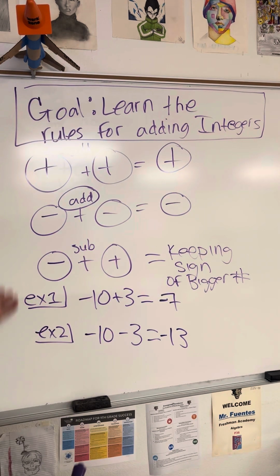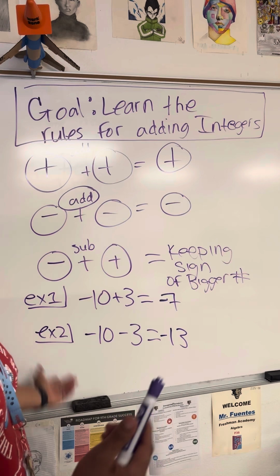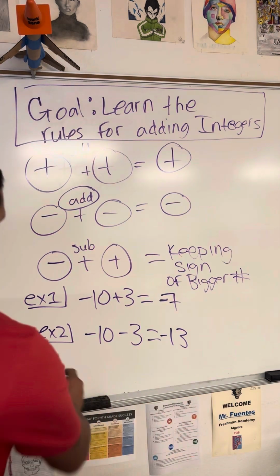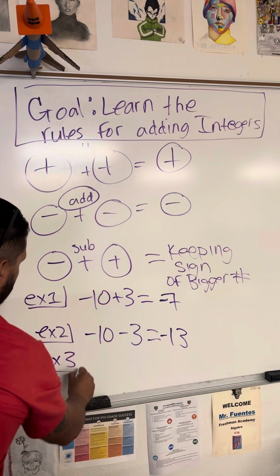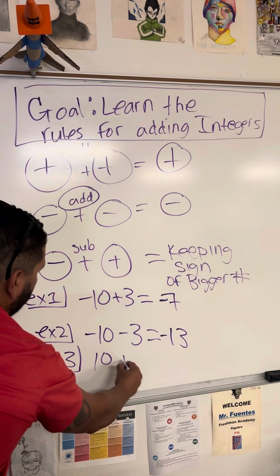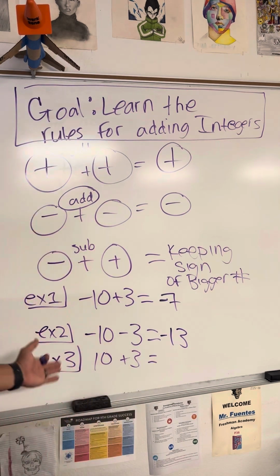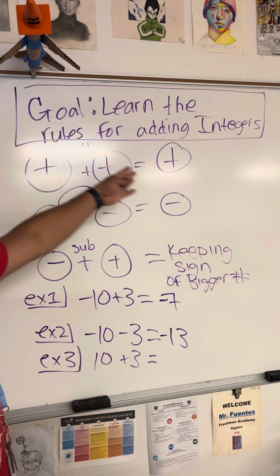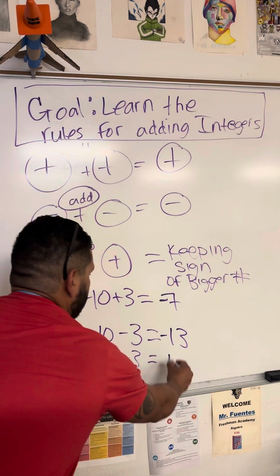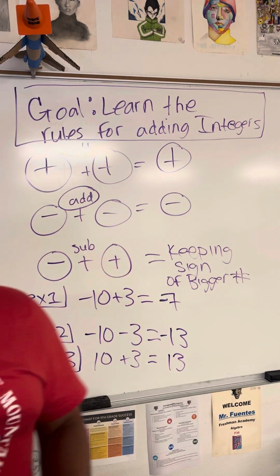And the last one is just when you have two positive numbers. Let's say example 3. Say we have 10 plus 3. Well, they're both positive, so I know I just add them, and my outcome is going to be positive, which is going to be positive 13.